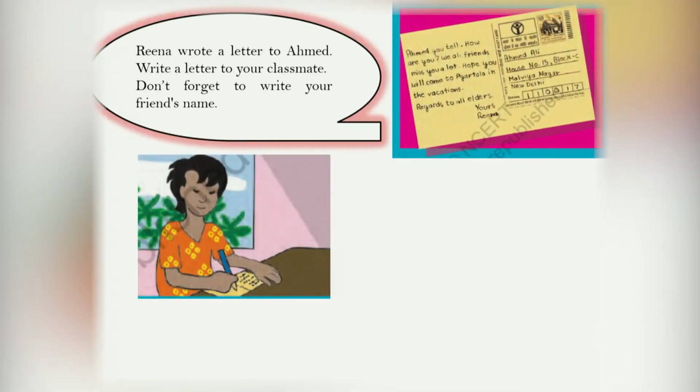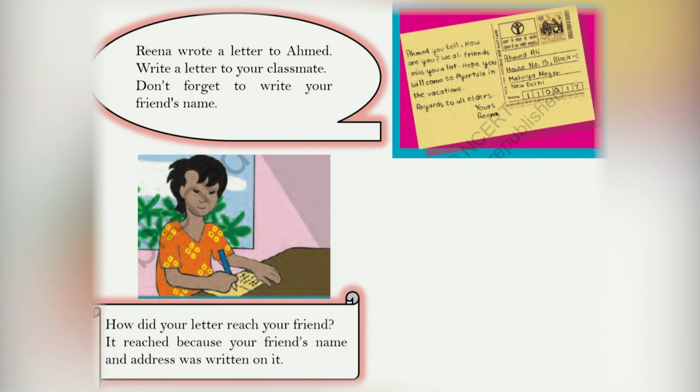So you know that Reena has written a letter to Ahmad and it has reached Ahmad's home. The same way you can also write a letter to your classmate, but do not forget to write your friend's name on the postcard, just like it is shown on the screen. How did your letter reach your friends? It reached because your friend's name and address were written on it.